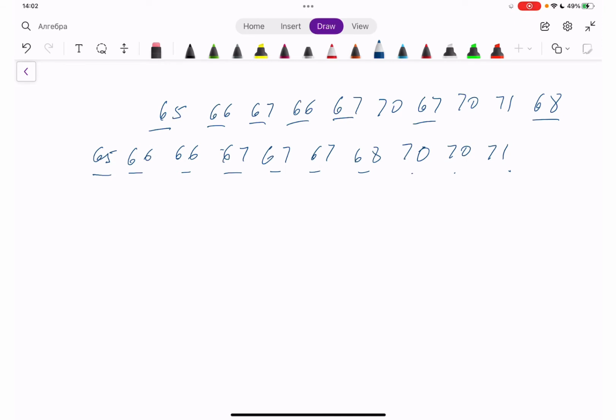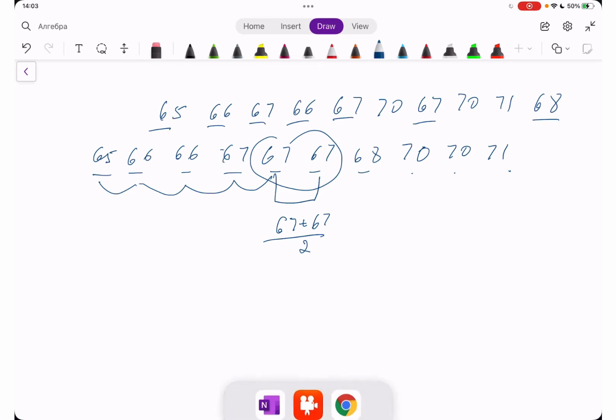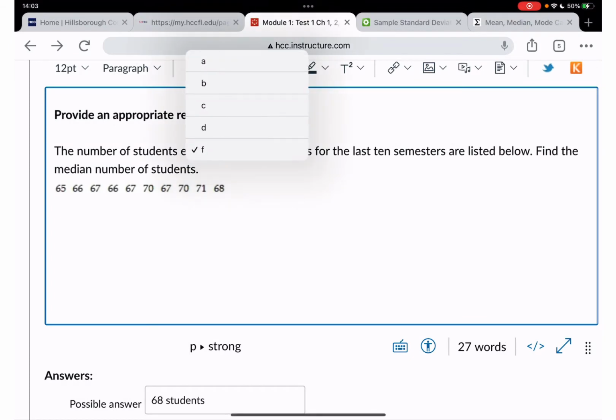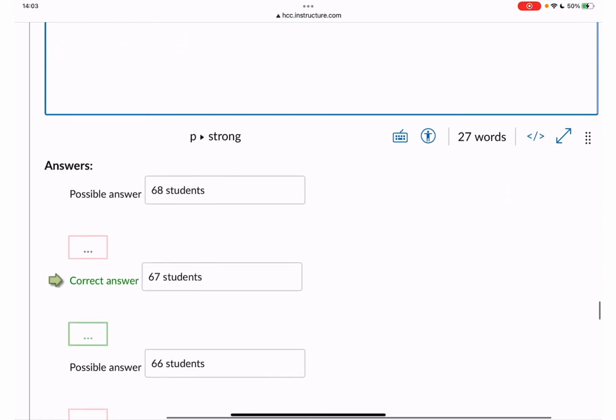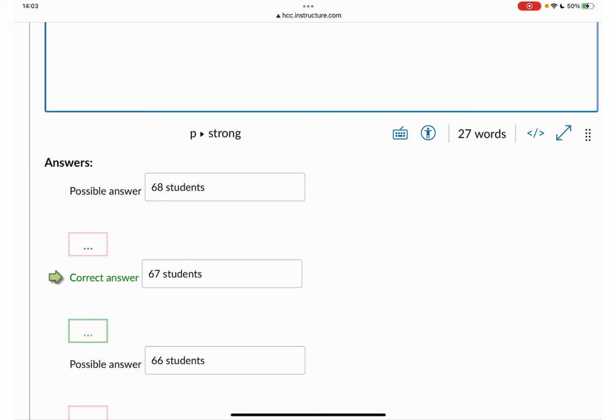Okay, we have an even number of values. That means we take the middle two. 10 divided by 2 is 5. So 1, 2, 3, 4, 5. So this one and this one. Since both of them are 67, by the rule we have to take the average, which means 67 plus 67 divided by 2. But since both are 67, there is nothing to calculate. The median is going to be 67. And there we go, 67 students.